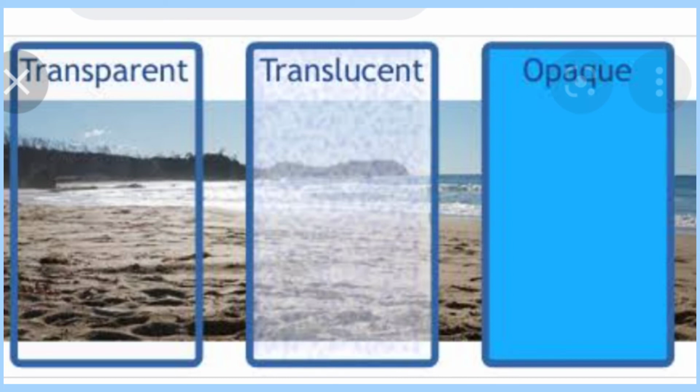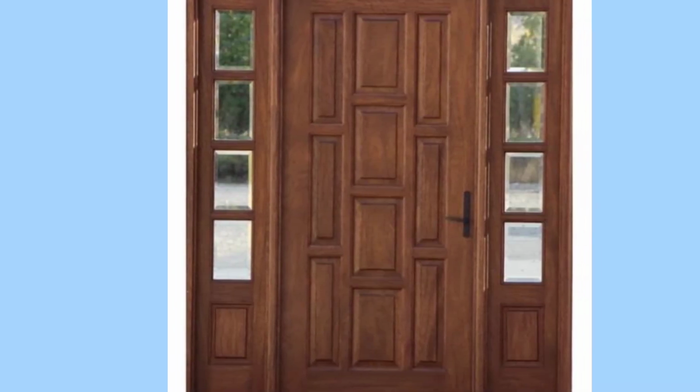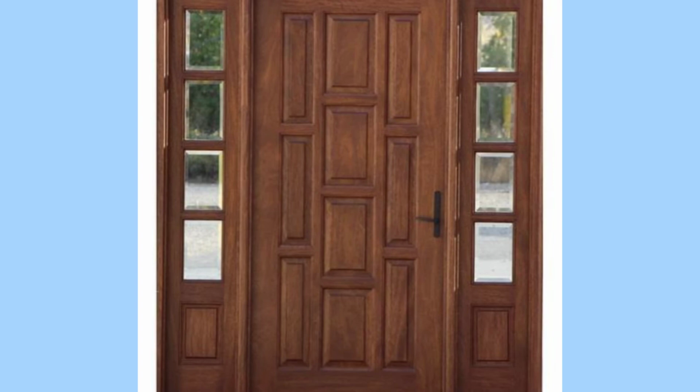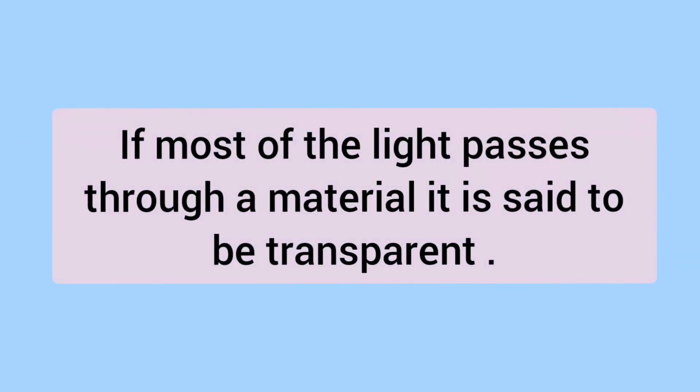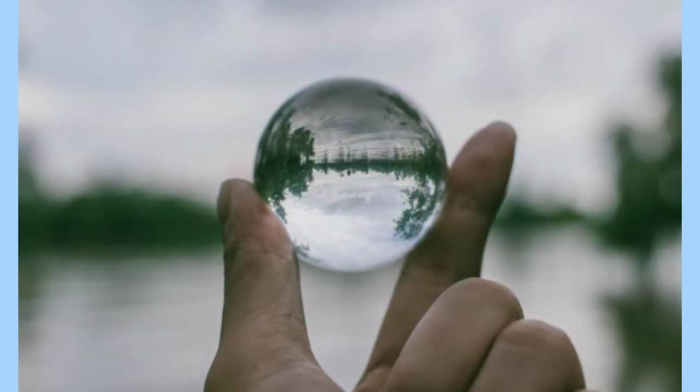Eighth property is transparency. Transparency is the property of a material of allowing light to pass through it. We can see through glass but not wood or metal because light can pass through glass but not through wood or metal plate. If most of the light passes through a material, it is said to be transparent. For example, glass door, clear water and air.